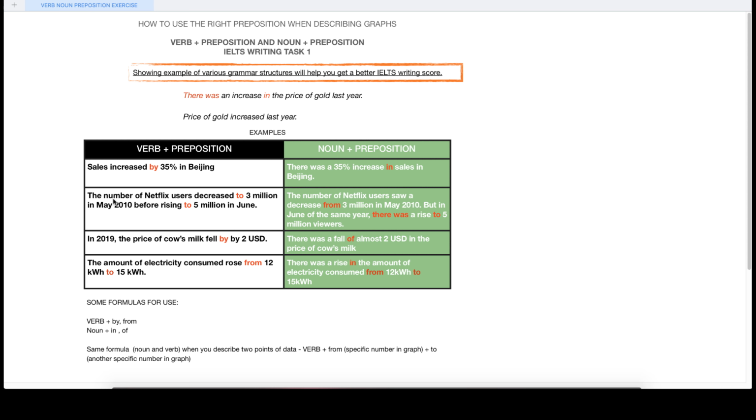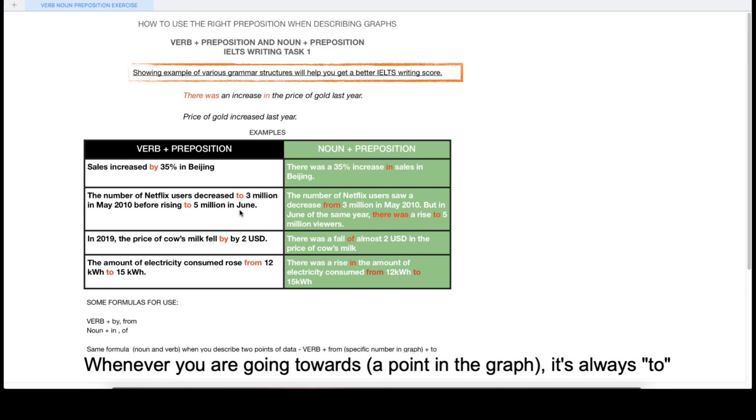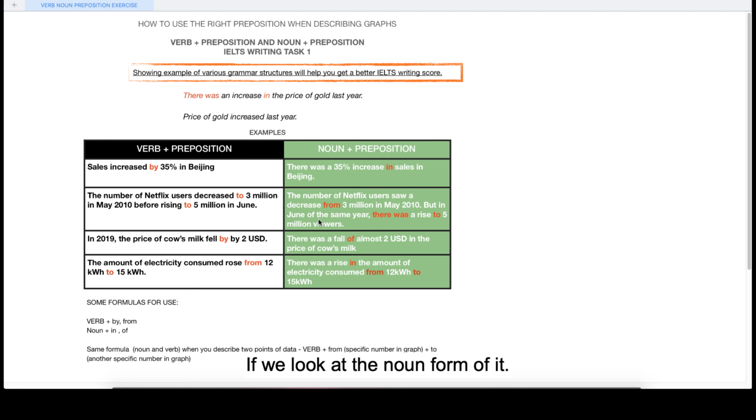Number 2, the number of Netflix users decreased to 3 million in May 2010 before rising, so that means going up, to 5 million in June. Whenever you're going towards something, it's always to. If you look at the noun form of it, the number of Netflix users saw a decrease from 3 million in May 2010, but in June of the same year, there was a rise to 5 million viewers.